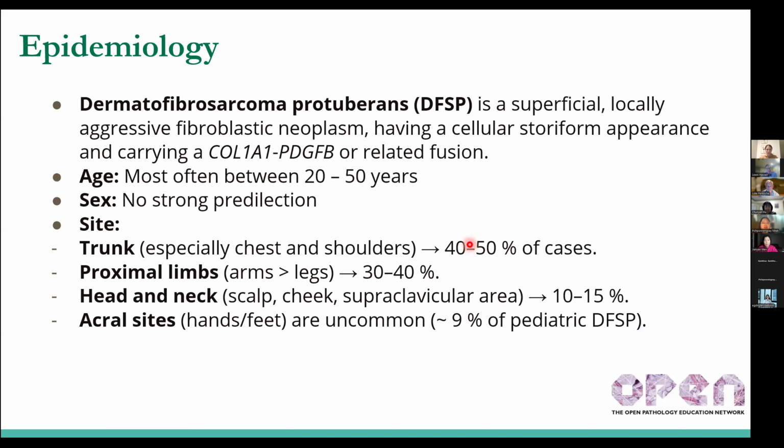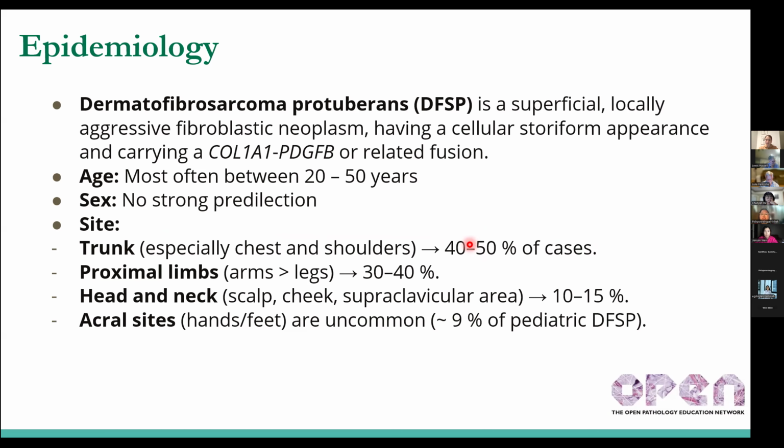which we'll start with the epidemiology. Dermatofibrosarcoma protuberans, or what I'll be calling from here DFSP, is a superficial, locally aggressive fibroblastic neoplasm having a cellular storiform appearance and carrying a COL1A1-PDGFB or related fusion. It mostly occurs between the ages of 20 to 50 years old, although it can occur at any age from infancy up to 90 years old. There is no strong predilection between male or female.